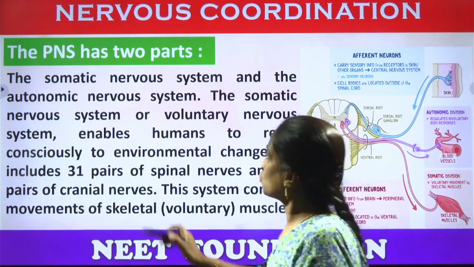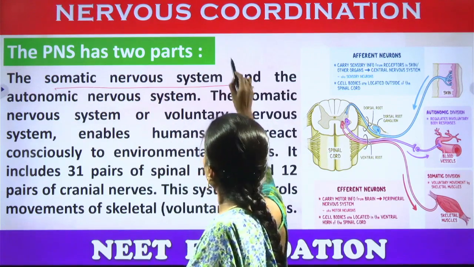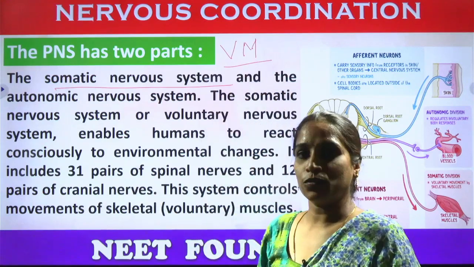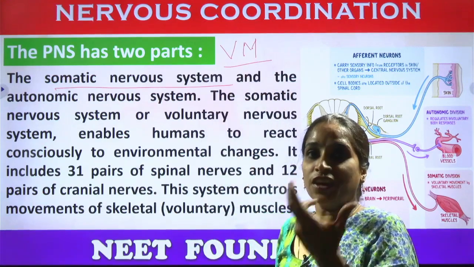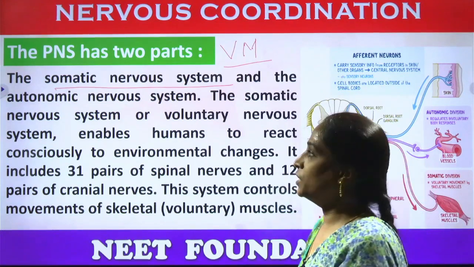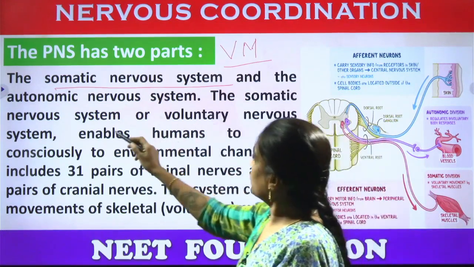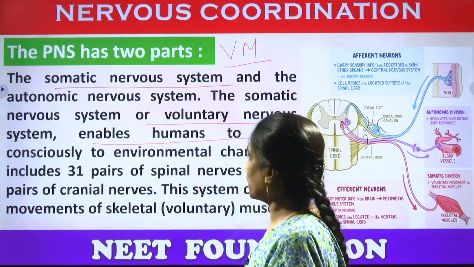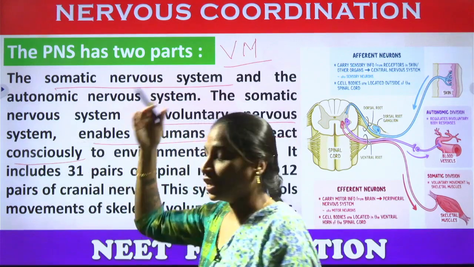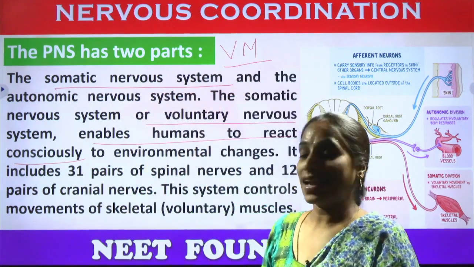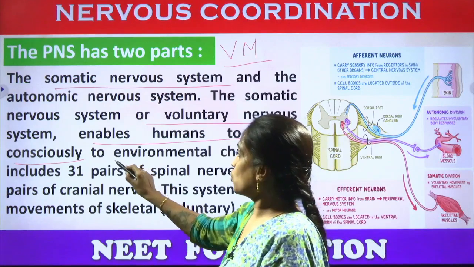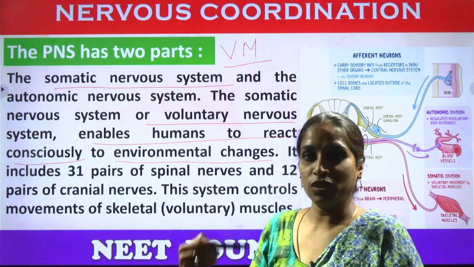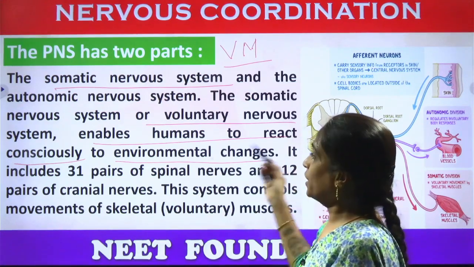Okay, so the somatic nervous system is nothing but the voluntary muscles. The voluntary muscles are responsible for giving the reaction which is under the control of the brain, and the somatic nervous system or voluntary nervous system enables humans to react consciously with the help of the brain. The reaction will be given according to what? The environmental changes, nothing but the stimulus, the external stimulus.